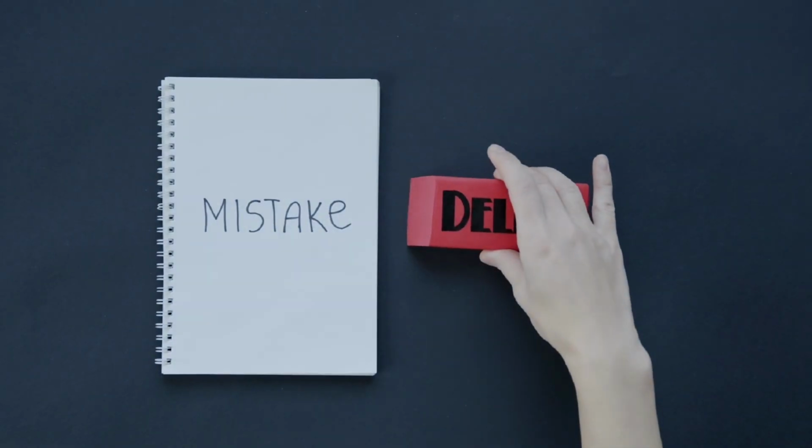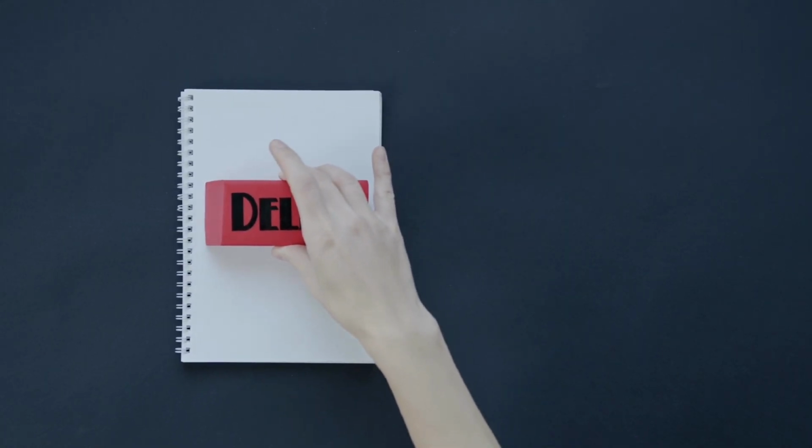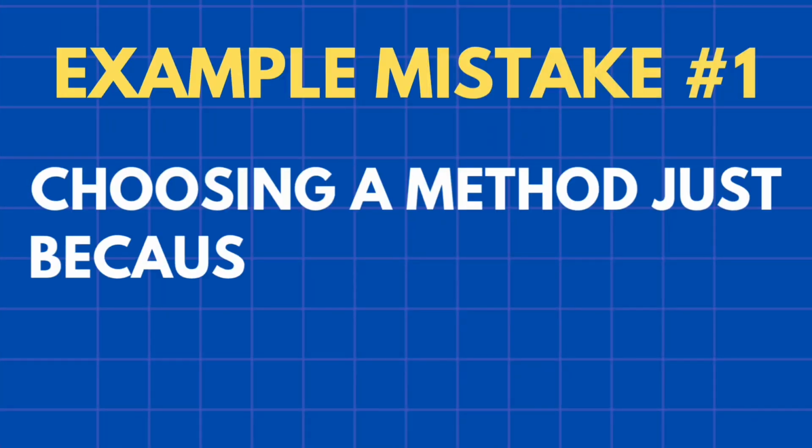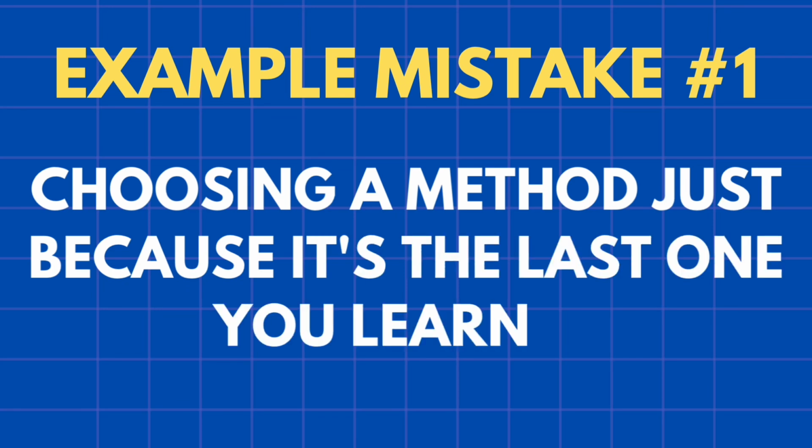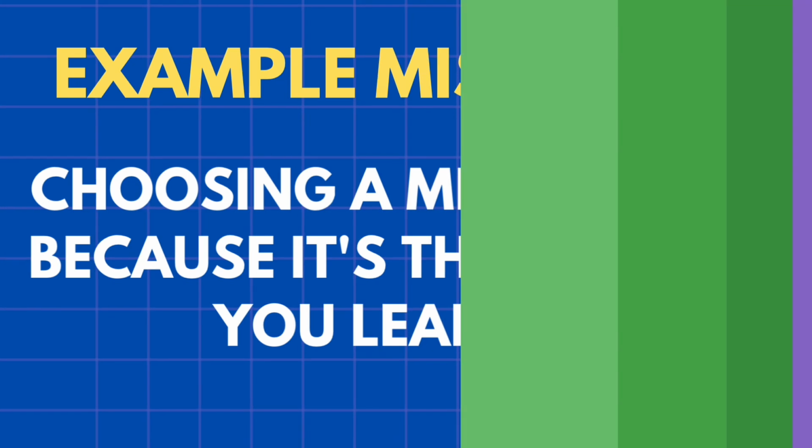Let's take a look at some common mistakes students make. A common mistake is choosing a method just because it's the last one you learned. Instead, take a few seconds to look at the equations first. Ask yourself, is a variable already isolated? Are there opposite coefficients? Would graphing give me an exact answer? Those questions can save you time and reduce mistakes.